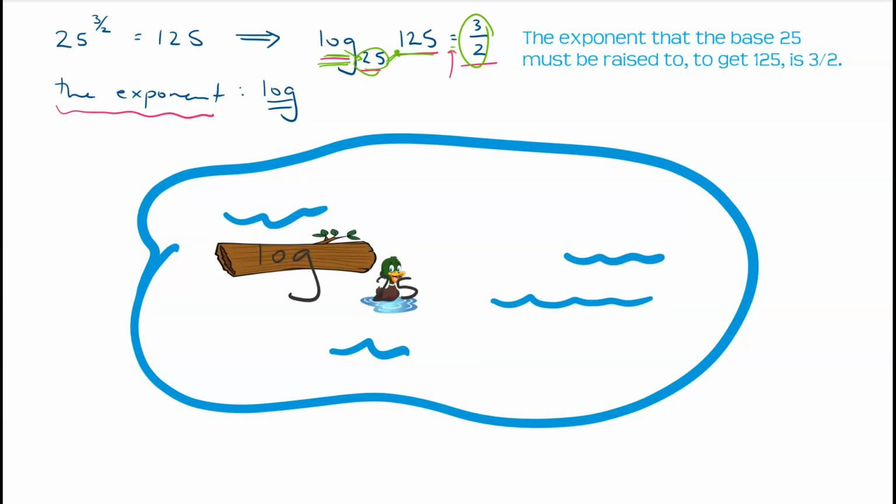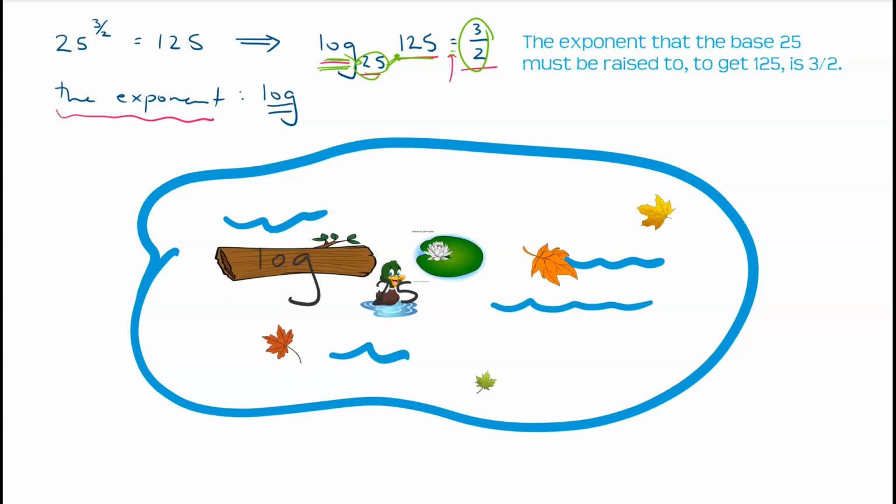Now imagine in this lake too, some lily pads and maybe some leaves have fallen off the trees. Something sort of like this maybe. So we've got a log, we've got a ducky. The lily pad is the number that we're raising to, which in this case is 125. And then the leaf is the 3/2.